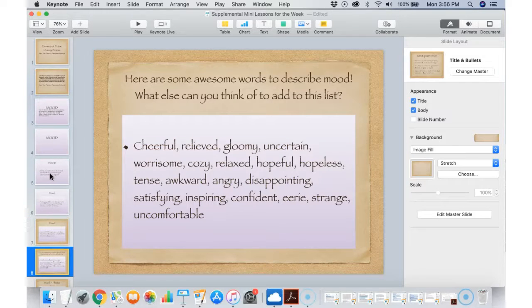Here are some words that can describe mood. These are just examples. You can think of others, but you can have a cheerful mood. You can feel relieved. You can feel gloomy or uncertain. You can feel worried, or you can feel cozy. You can feel relaxed, hopeful. Maybe you're hopeless. Maybe you're feeling tense and awkward. Maybe you're feeling angry. Maybe the mood is disappointing. Maybe it's a satisfying mood. Maybe it's inspiring, confident. Maybe it's eerie or strange or uncomfortable. But it's the way the writer uses words to get you as the reader to feel.